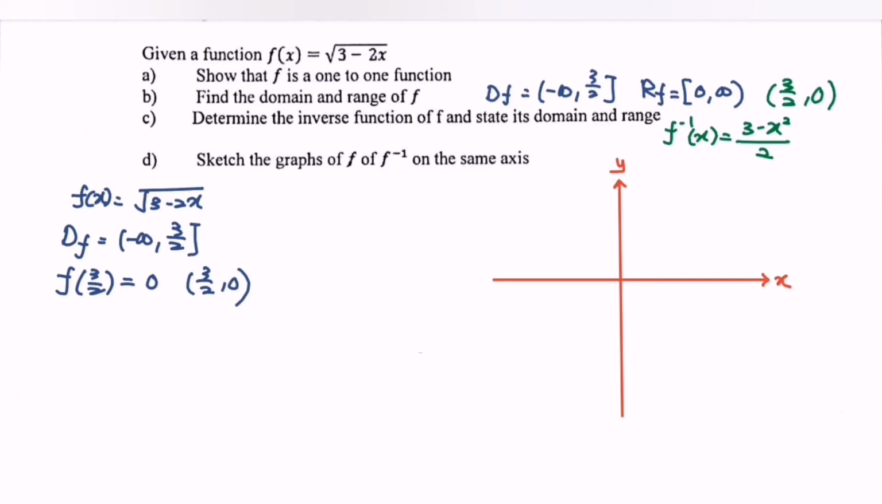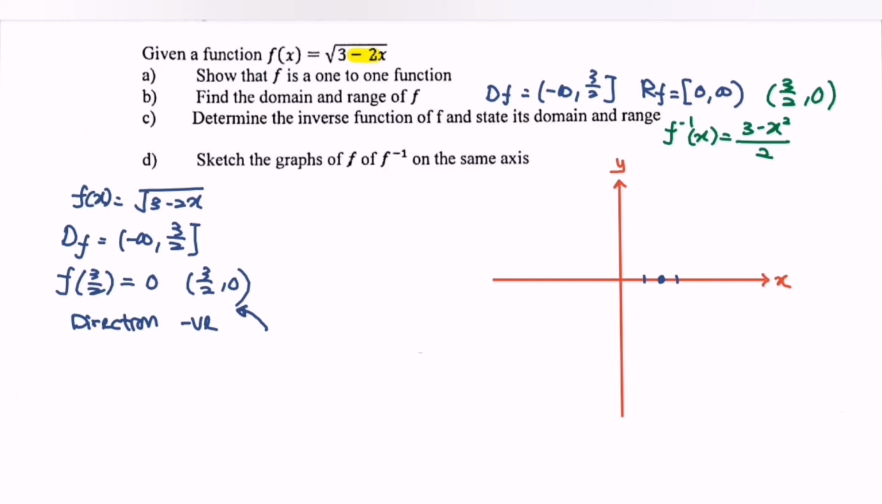Next, what we have to do is locate it. Where is (3/2, 0)? Let's say here we have 1, here we have 2. So 3 over 2 is 1.5, and here will be the location. Next, we refer to the coefficient of x. Here we have negative 2x, so the direction would be negative. If the direction is negative, the graph will be moving towards the left.